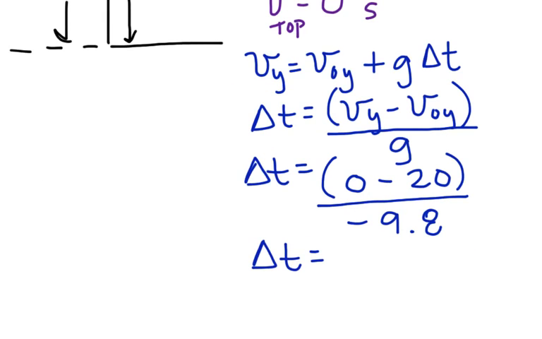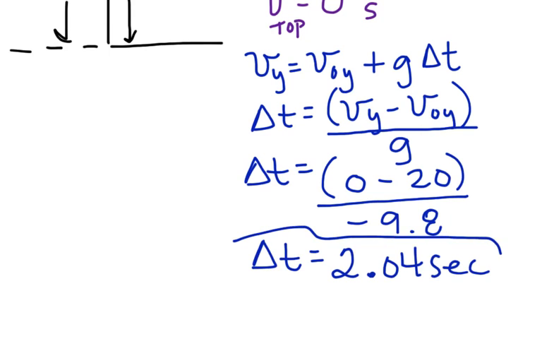Plugging in our numbers here, I get my answer for delta t of 2.04 seconds. And my answer comes out to be positive. That's a very, very good thing when we're solving for time. We want it to definitely be positive.